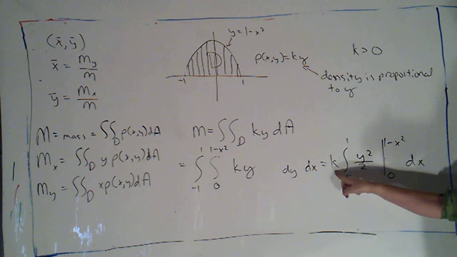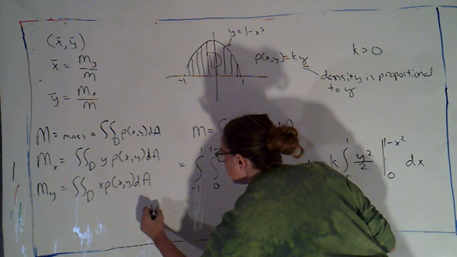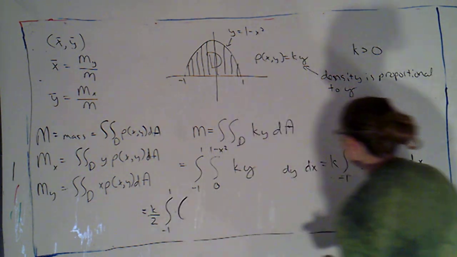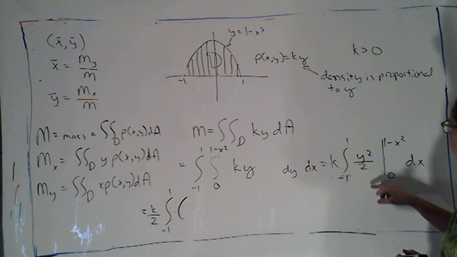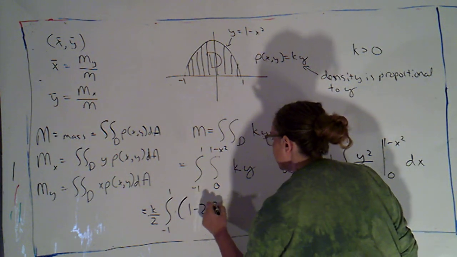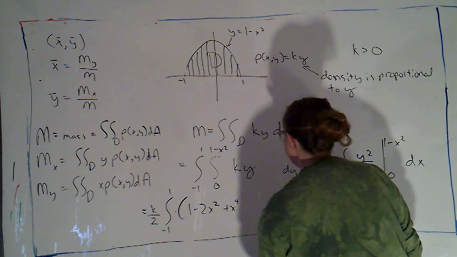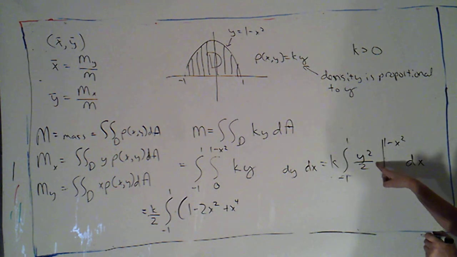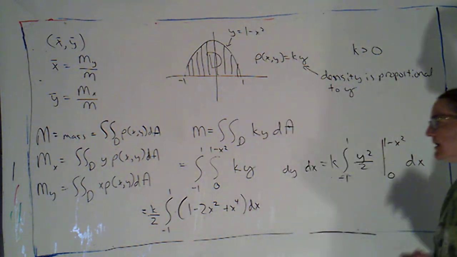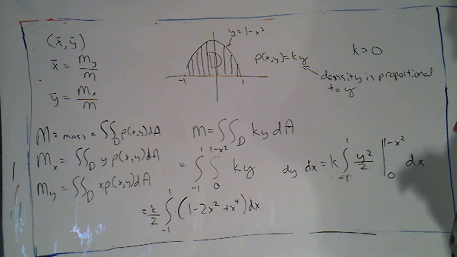I'm going to go ahead and pull that 2 out. So this is going to be k over 2 times the integral from -1 to 1 of, let's see, I'm going to square this, so that's going to give me 1 minus 2x squared plus x to the 4th, minus, when I plug in 0, I get just 0. And so we're integrating this with respect to x.